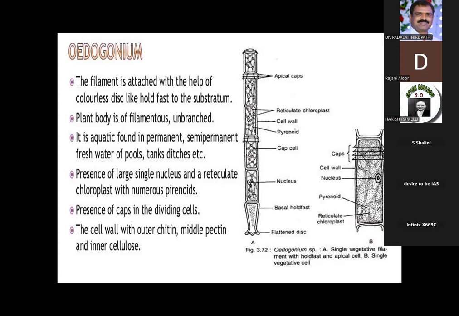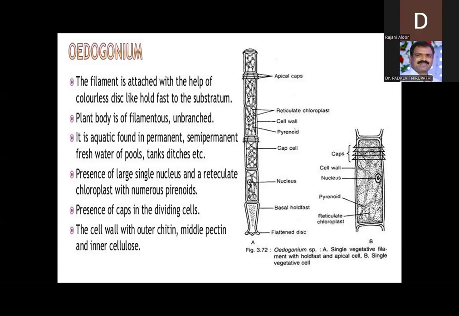These are the more common Indian species. You should memorize the species names also, because sometimes questions ask for species names. That one, Oedogonium elegans, E-L-E-G-A-N-S, elegans. Oedogonium areolatum. Oedogonium undulatum. These are species names. You can observe these types of species in Indian freshwater bodies.